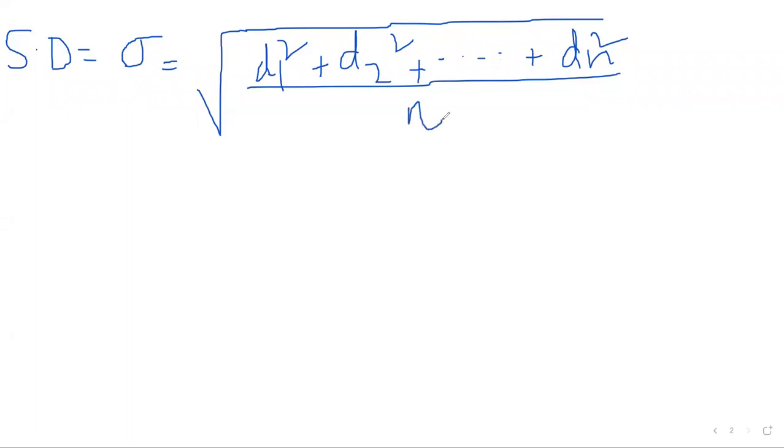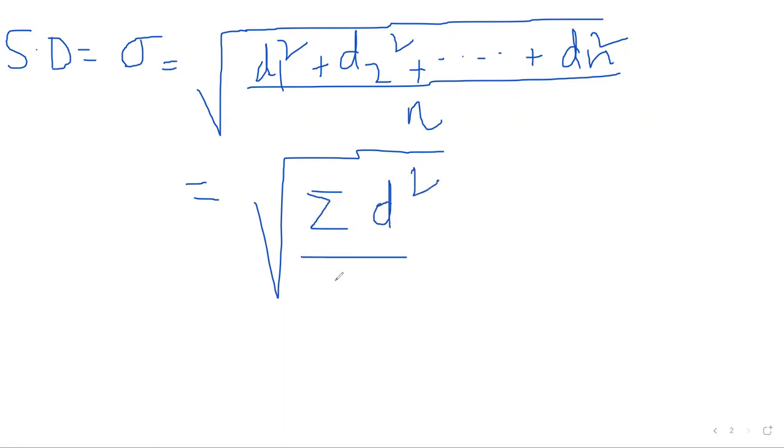Suppose I have taken n readings. This is my number of readings. If I try to make this equation concise, I will take the summation of the deviations: a summation sign, then the square of d, divided by n. In many problems you will require this formula. In many problems you will be given the summation value of d, so you have to use this formula.